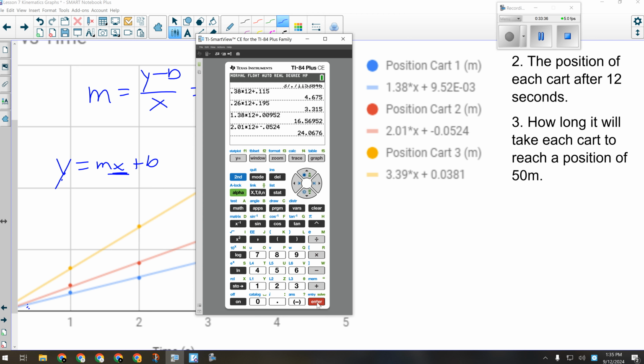And for the yellow cart, 3.39 times 12 plus 0.0381, 41 meters positive for the yellow cart. Questions on number 2? All right. Question number 3 is asking for how long it would take each one.